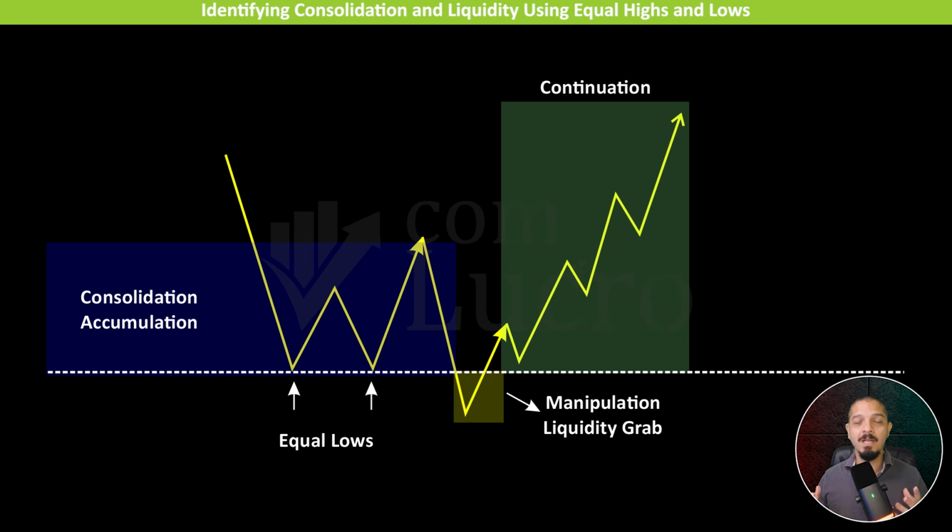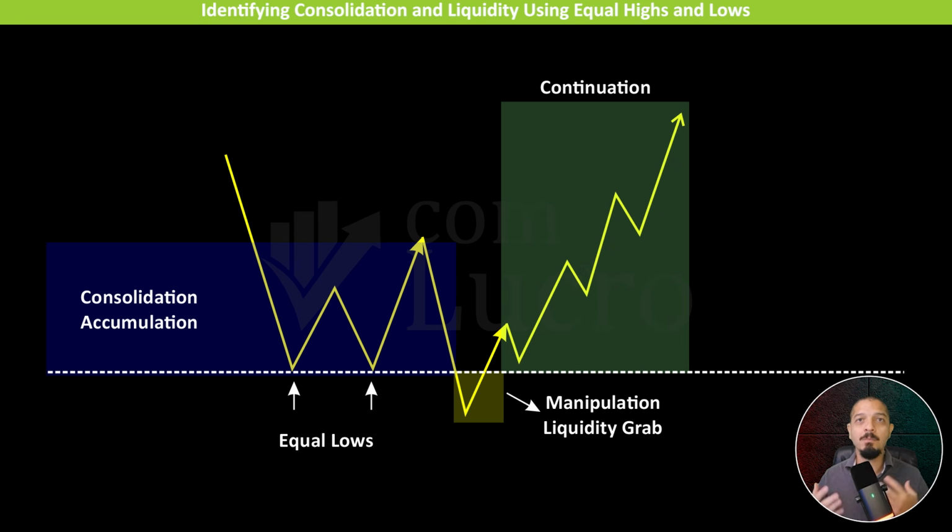The psychology behind this concept is that for continuation moves to develop on the chart, the market first needs to gather liquidity. Large participants require opposing orders to execute their positions, which is why manipulation occurs around consolidation areas. Price moves back and forth until enough liquidity is collected, and only then does the market expand in the intended direction. Using this same logic, we identify the phases as consolidation, manipulation, and continuation.